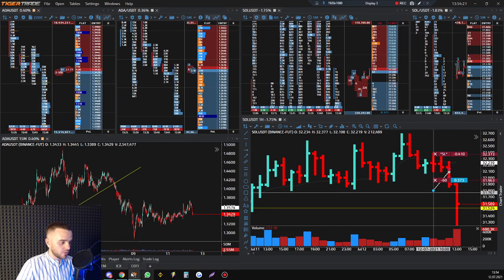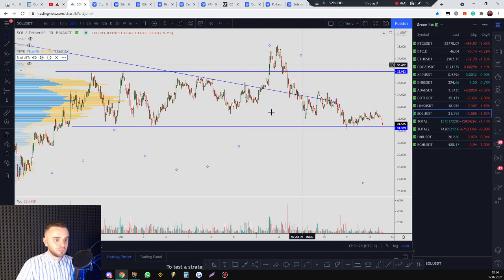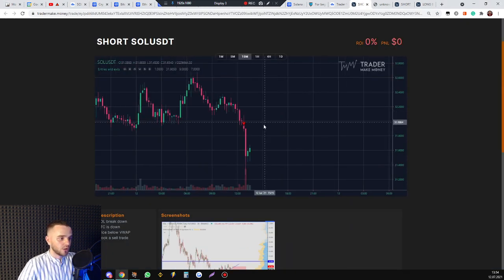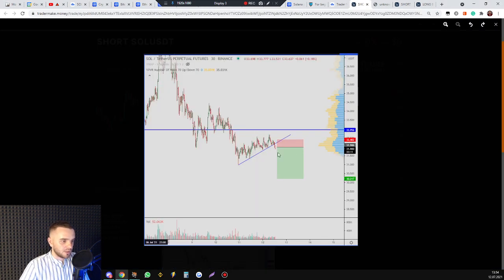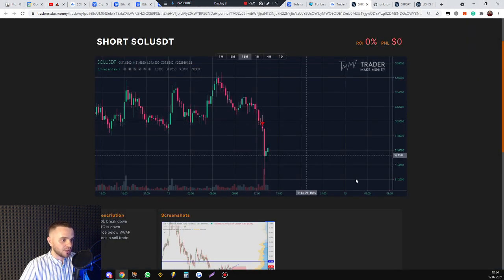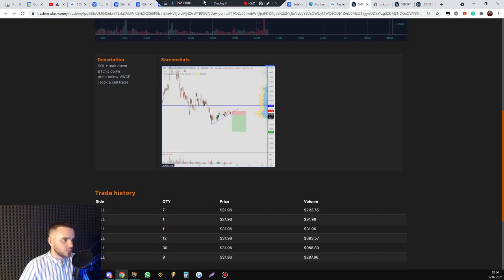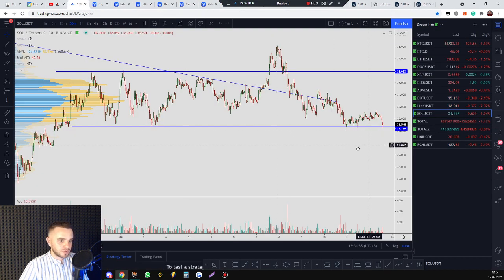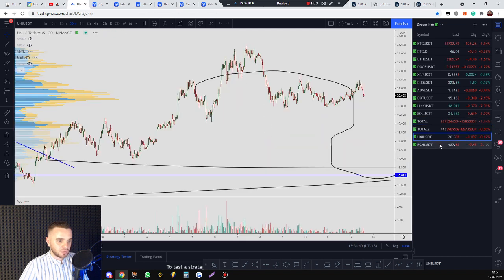Why? Because Sol showed me a really beautiful and clear pattern, a trend line breakdown, and I took it. That's an example for you of why you should do this. Take a look, trend line breakout, and here is my sell trade. That's an example for you of how you should follow the price, and when price shows you a clear pattern, just go for it.